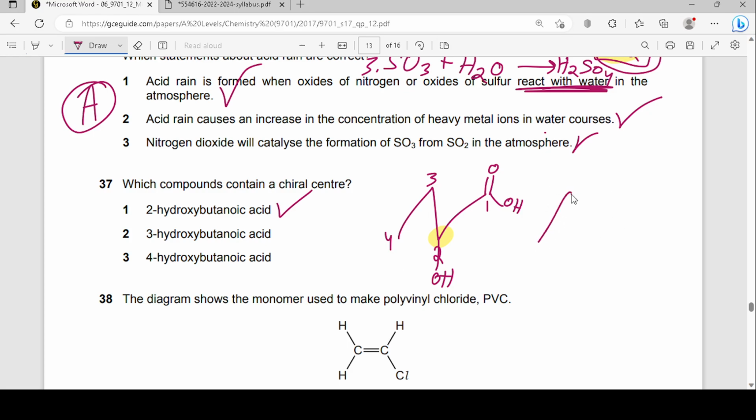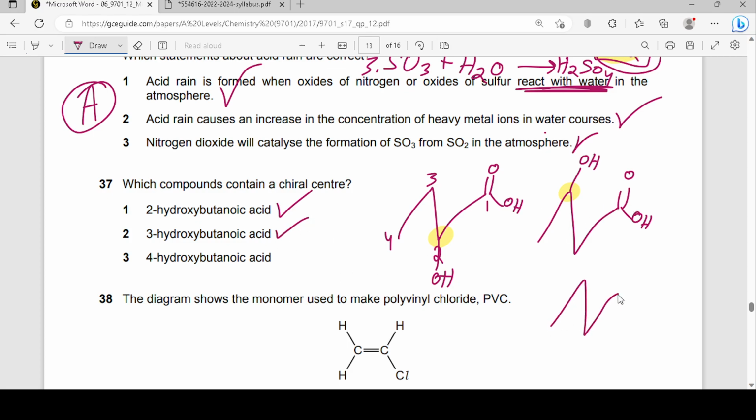Then 3-hydroxybutanoic acid, if I draw it out, it's like this. And 1, 2, 3, so it has an OH on this carbon. If I highlight this carbon, it does seem to be chiral to me because it has one CH3 group, one CH2COOH group, an OH group, and one H, which you don't draw in the skeletal formula. So again, 3-hydroxybutanoic acid does seem to be chiral.